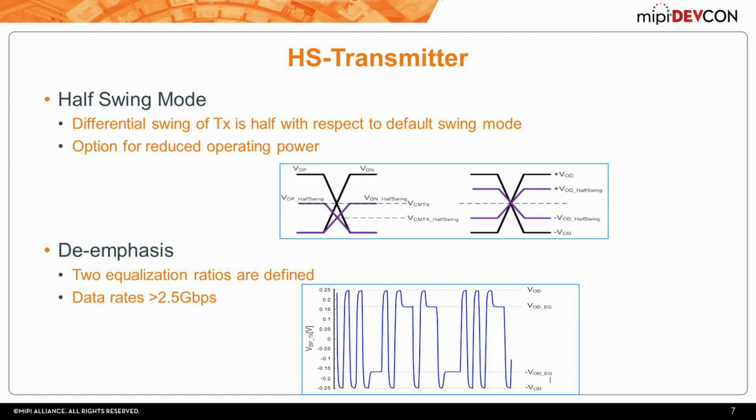And as you know, as the data rate increases, to mitigate the additional ISI introduced, we need transmit equalization in the form of de-emphasis. It has one cursor and a post cursor. Two equalization ratios are currently defined in the spec. This is an example plot of the de-emphasis, where whenever there is a transition, the level holds at the VOD level, and the following bit to that transition is reduced in amplitude.